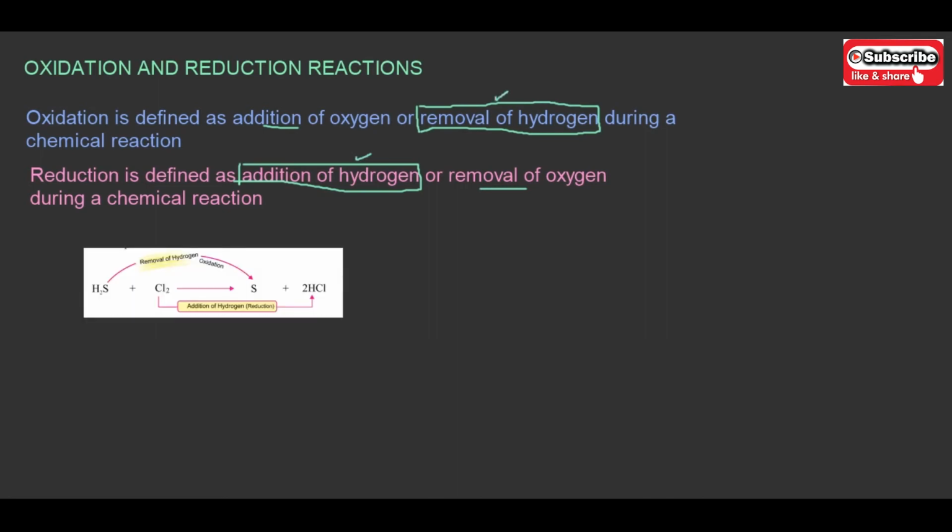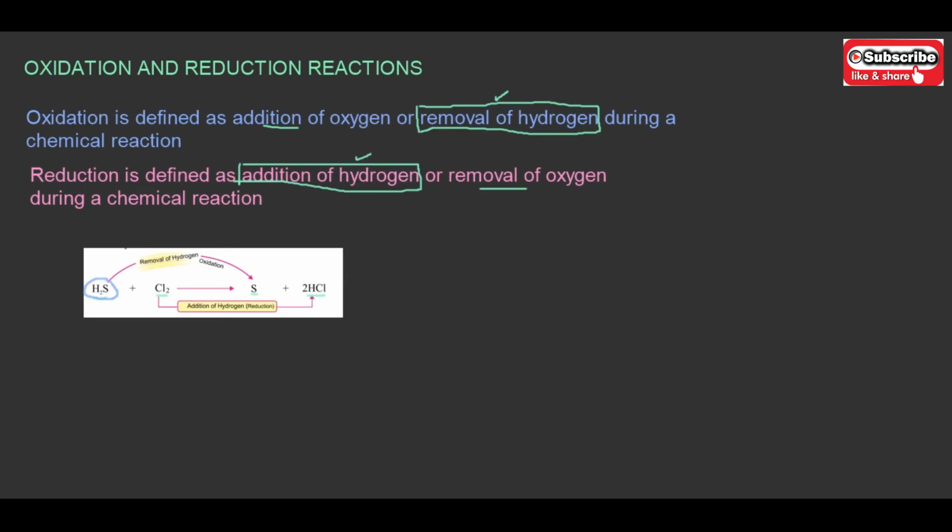Now this is an example in which the reactants hydrogen sulfide and chlorine gas react. These two are the reactants, while these two, sulfur atom and hydrogen chloride, are our products. As you can see, on the reactant side we have hydrogen sulfide. H2S is known as hydrogen sulfide.